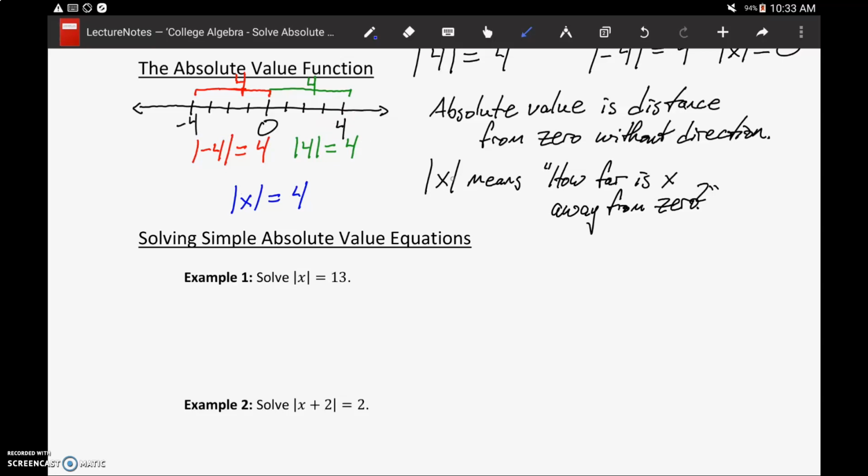Again, what we're trying to answer here with the absolute value of x is how far is x away from 0? So if what we're told is that x is 4 units away from 0, we want all of those different values, all those different solutions that would be 4 units away. Jumping back to example 1, we would have two values that would be 13 units away from 0, giving us two solutions, x equals 13 and x equals negative 13.